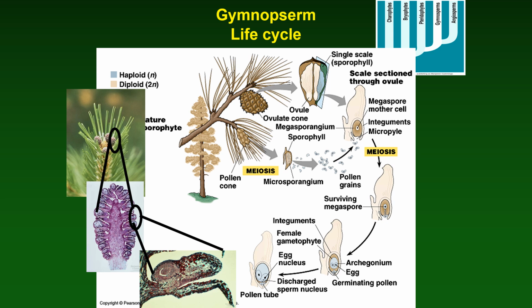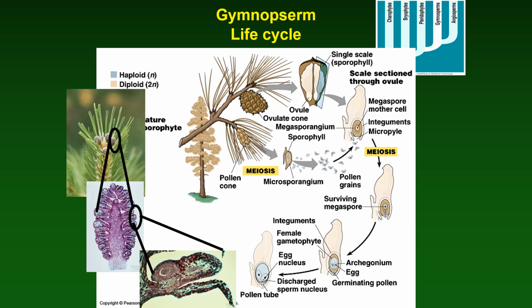Remember that the pollen is carried by the air, and it lands on the ovule. There's a little opening in the ovule. That's the site that it lands at. That contact between the pollen grain and the ovule is referred to as pollination. Now that's different from fertilization. Fertilization is when the egg is actually combined with the sperm.